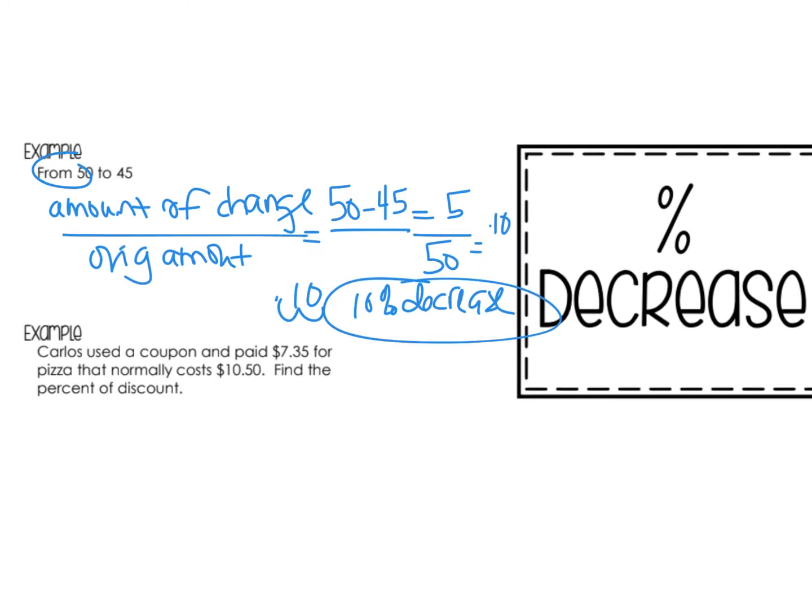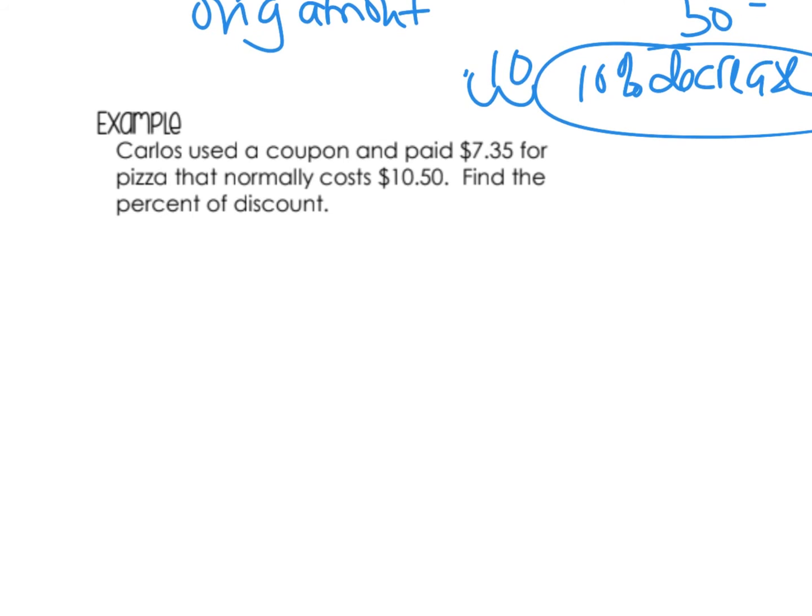Moving on to the word problem, we can use the example, Carlos used a coupon and paid $7.35 for pizza that normally costs $10.50. Find the percent of discount. Looking at the word problem, I can tell that it's a decrease from a few different words that I see. So the first word that I can automatically tell, oh, this is a decrease, is because I see a coupon, and then at the last sentence it says percent of discount.